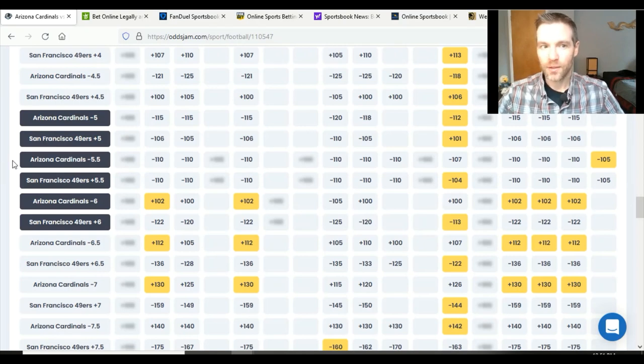However, if he does make his first start, I'm not sure that he can handle the undefeated Arizona Cardinals firepower that they're bringing in, not just on offense, but on the defensive side of the ball as well. So if you like that spread, here it is. It's at the -110 odds.